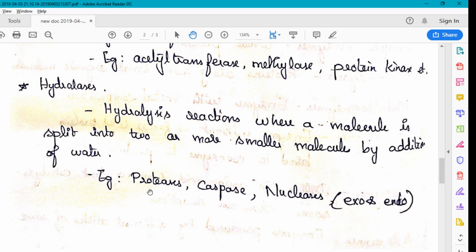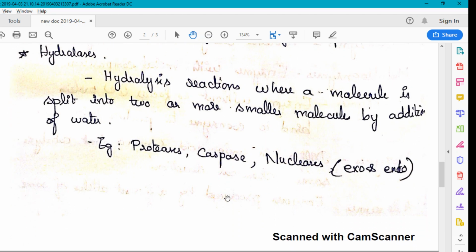These proteases are involved in protein production and degradation. Caspase is involved in the tumor pathway, that is the cancer pathway. Nucleases such as endo- and exonuclease are named based on the reaction where they are involved, that is outside the cell or inside the cell.